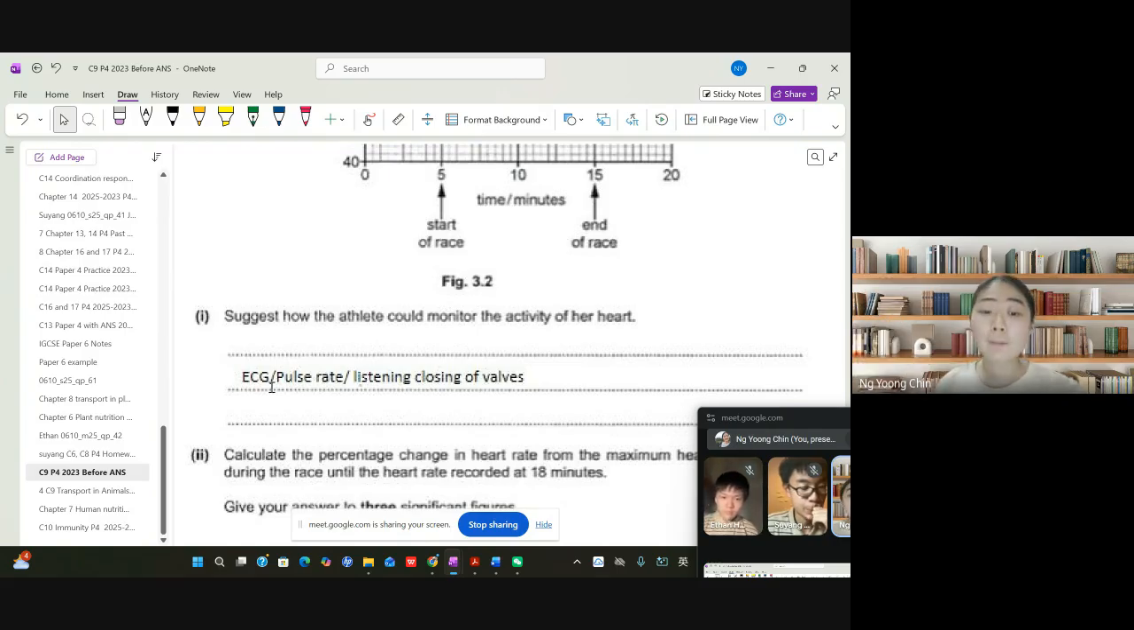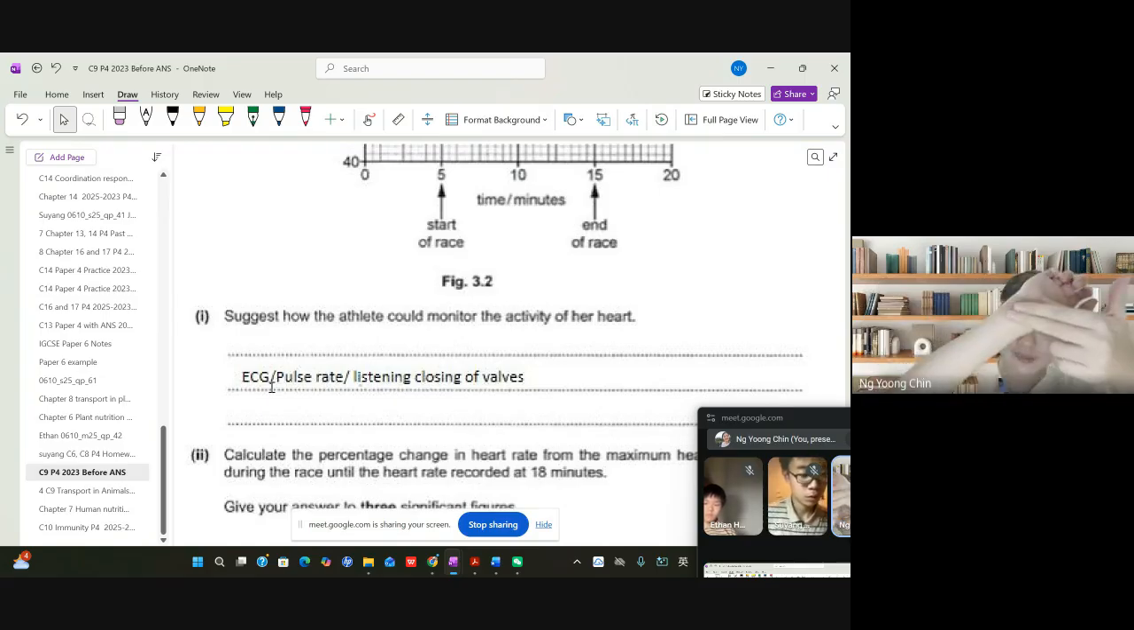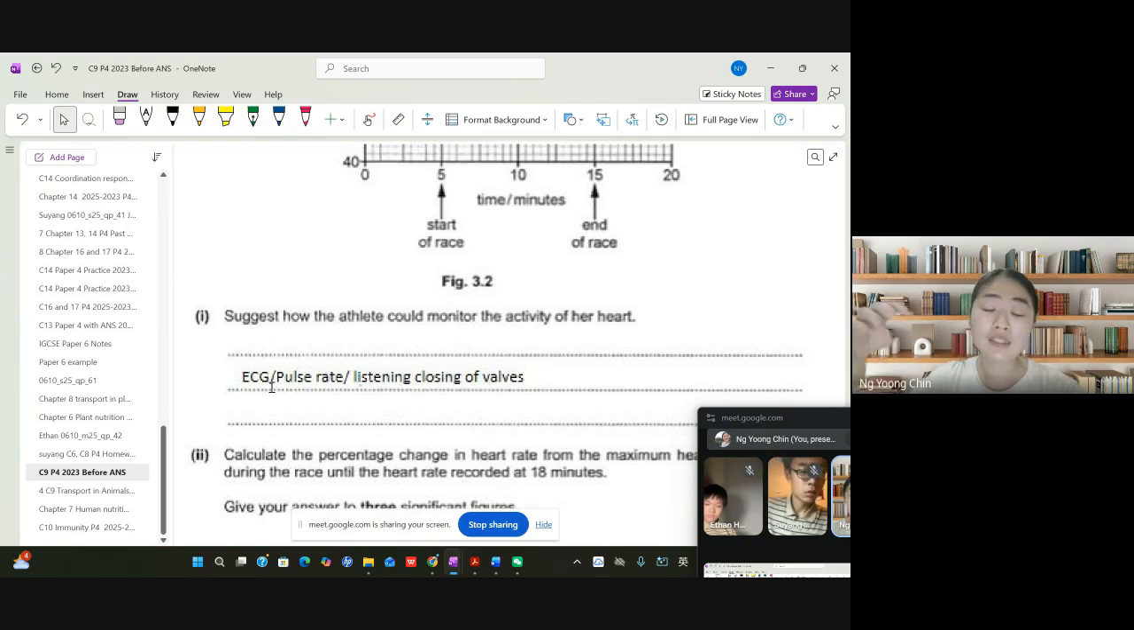And then you can calculate the pulse rate. How can you calculate pulse rate? You can put your fingers at your hand at this part, so you can calculate the pulse rate. And then you can use the stethoscope, the equipment being used by the doctors, so that you can listen to it closing your ears.